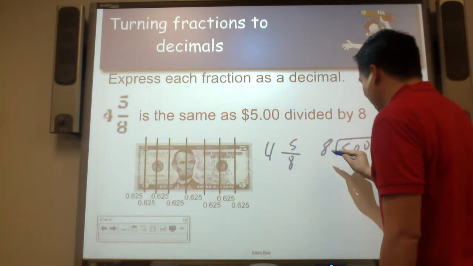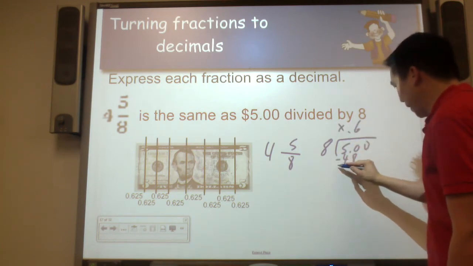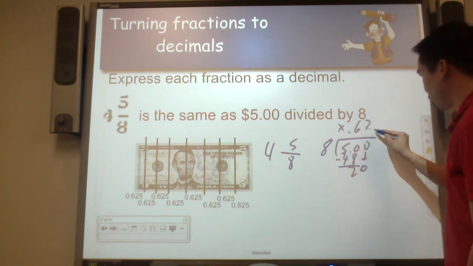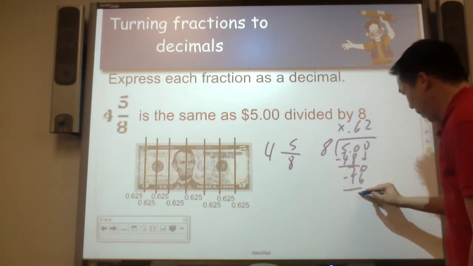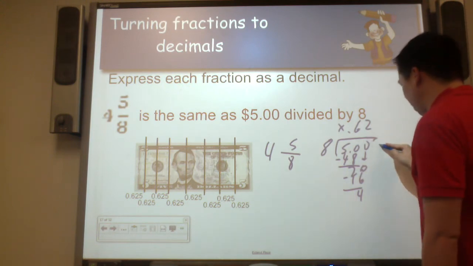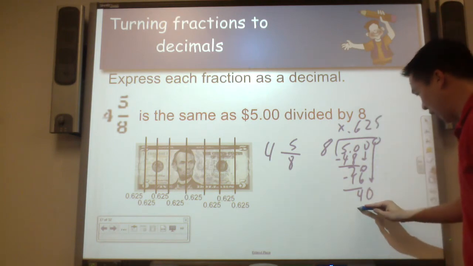$5 divided into 8 parts. Can 8 go in 50? 6 times. The remainder is 2. I bring down a 0. Can 8 go in 20? 2 times. The remainder is 4. Does it look like it's about to repeat here? Nope, nothing looks the same, so add another 0. Can 8 go in 40? 5 times.